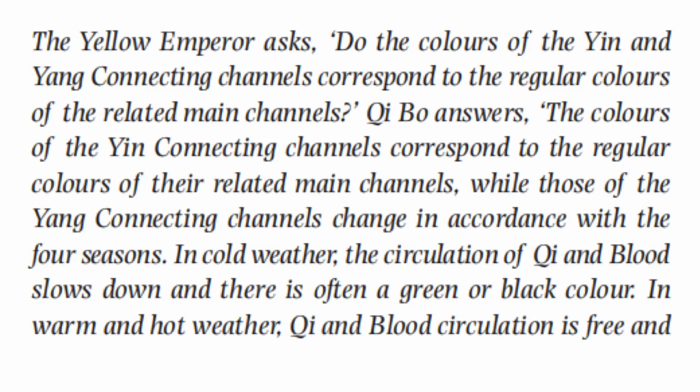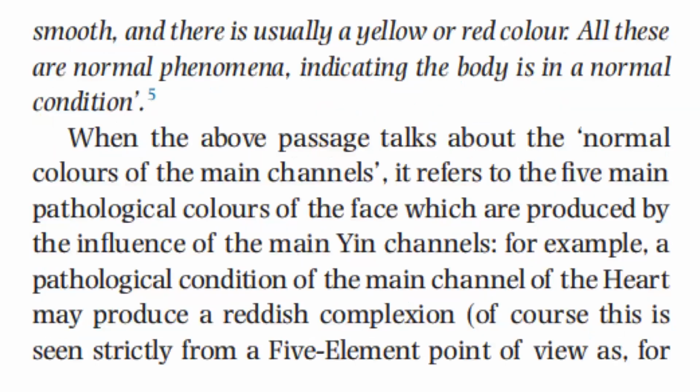In cold weather, the circulation of qi and blood slows down, and there is often a green or black color. In warm and hot weather, qi and blood circulation is free and smooth, and there is usually a yellow or red color. All these are normal phenomena, indicating the body is in a normal condition.